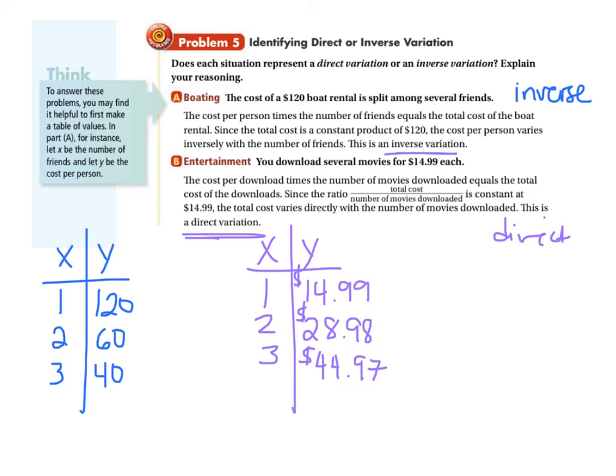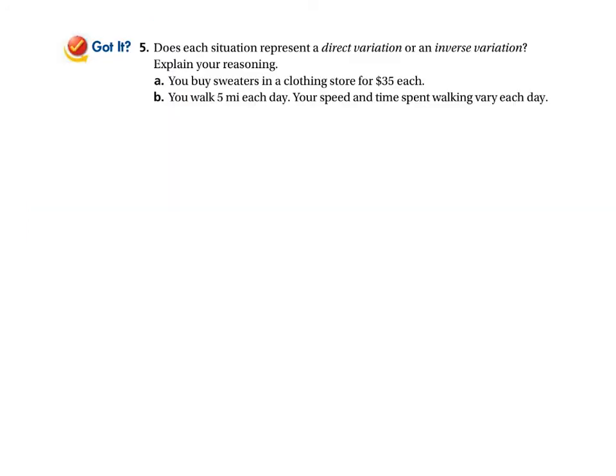How about you try with your own 2 situations? Does each situation represent a direct or an inverse variation? A, you buy sweaters in a clothing store for $35 each. Or B, you walk 5 miles each day. Your speed and time walking vary each day. All right. Pause it and think about it.